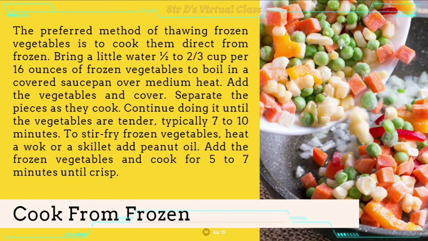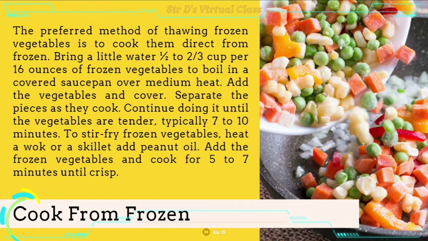Here we have cook from frozen. The preferred method of thawing frozen vegetables is to cook them direct from frozen. Bring a little water, 1/2 to 2/3 cup per 16 ounces of frozen vegetables, to boil in a covered saucepan over medium heat. Add the vegetables and cover.